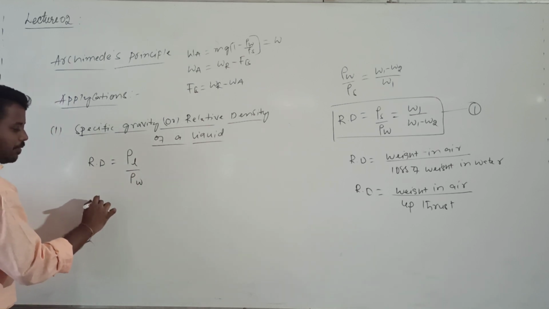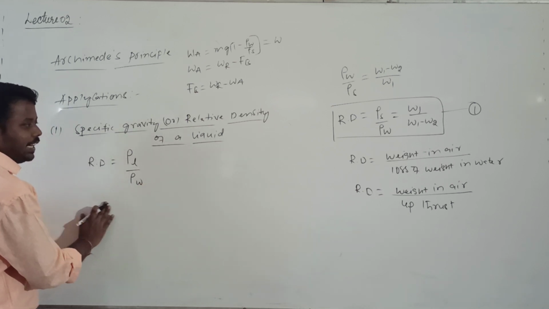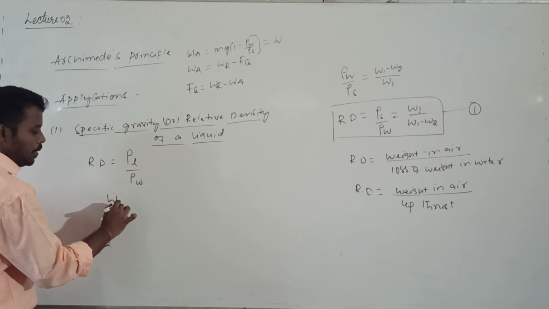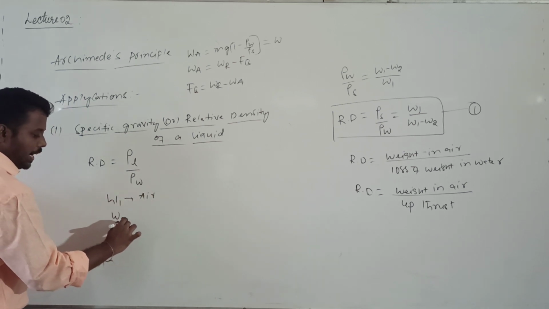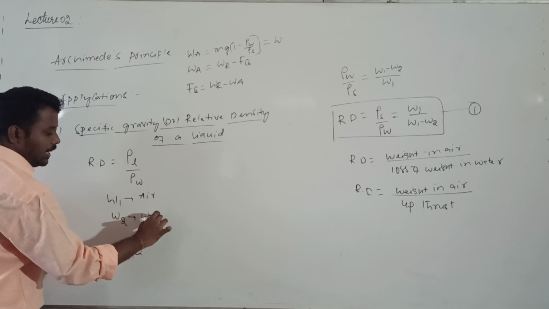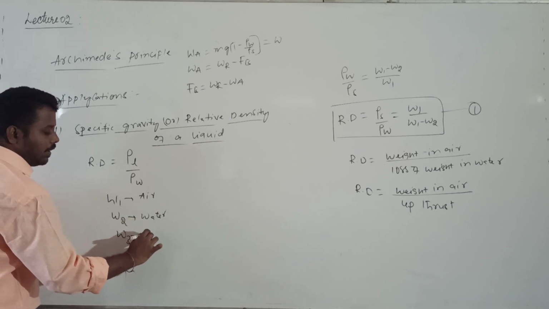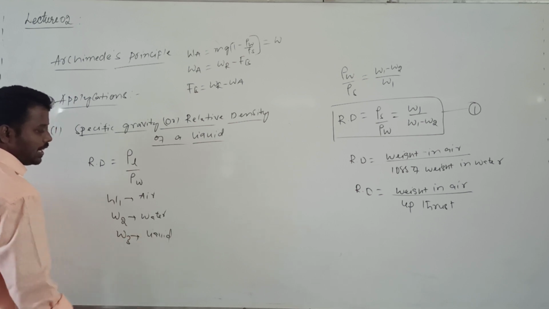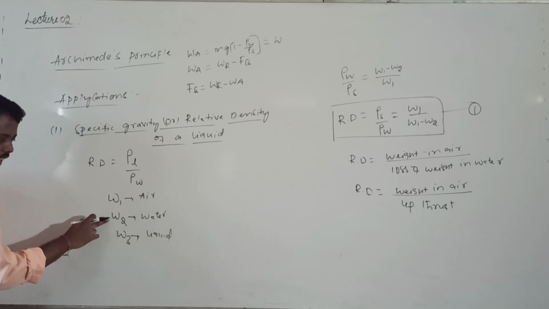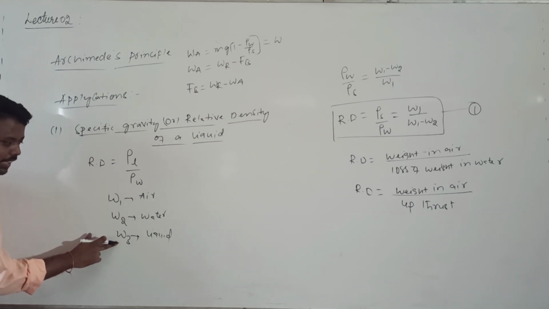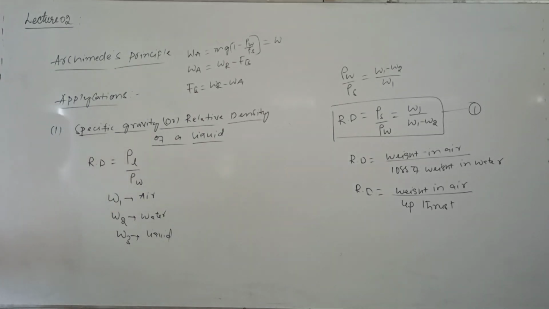So here also, first let us calculate W1. Already last time we calculated the W1 value, we know it now. What is W1? Weight of the body in air. And what is W2? Weight of the body in water. Now let us calculate the weight of the body in a given liquid. That weight is given by W3. Is it clear now? W1 is the weight in air, W2 is the weight in water, W3 is the weight in the given liquid whose specific gravity or relative density we want to calculate.